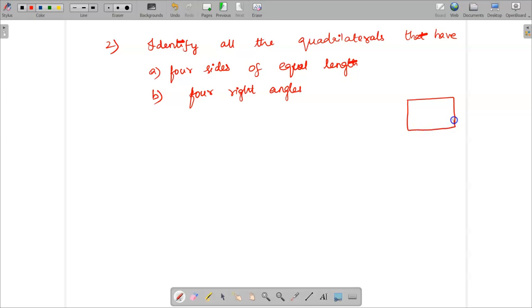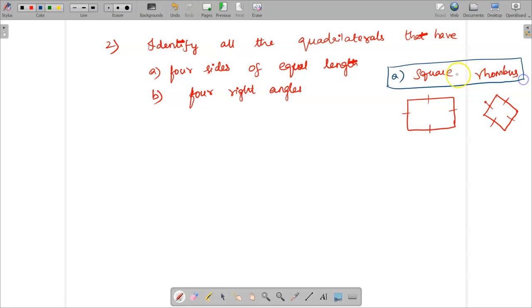One is square, where all the 4 sides are equal in length. Another one is rhombus, where all the sides are equal in length. Okay. So for the first question, the answer is square and rhombus. Okay, all sides are equal in length.